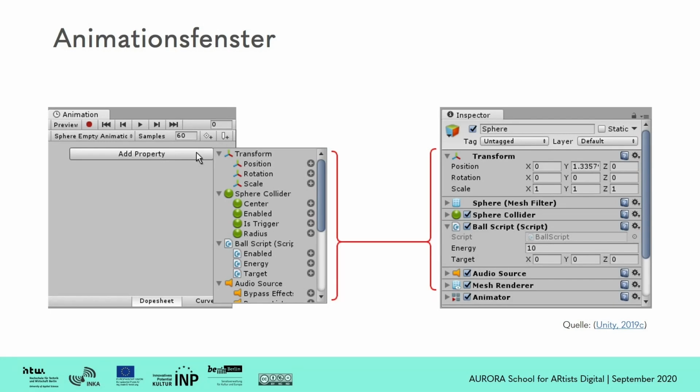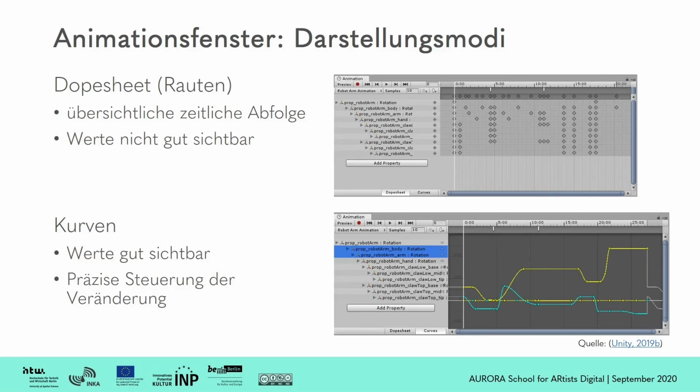What I haven't shown you yet is that the animation window has several display modes. On one hand, we have the keyframe mode. We already know that one. The keyframes are represented as diamonds there. It has the advantage that the temporal sequence is very clear. But on the other hand, we don't see very well how the values change over time. Besides, there is also the curve mode. The value changes are very visible there. And I can also control the interpolation between two keyframes very well, whether it's more like a curve or linear or sharply chopped off. However, it is very unclear when many properties are animated simultaneously.